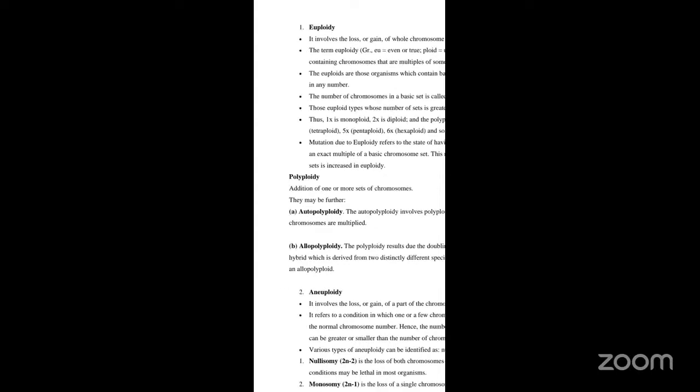One is polyploidy. Polyploidy is the addition of one or more sets of chromosomes. Polyploidy is of two types: autopolyploidy and allopolyploidy. Autopolyploidy involves polyploidy in which the same basic set of chromosomes is multiplied. Auto means same. Allopolyploidy results from doubling of the chromosome number in F1 hybrids, which are derived from two distinct species. That is what is called allopolyploidy.